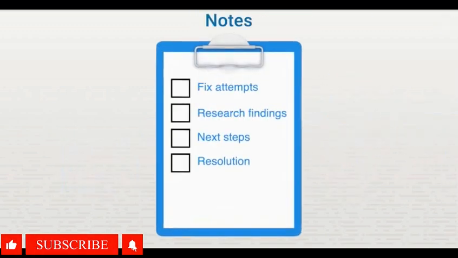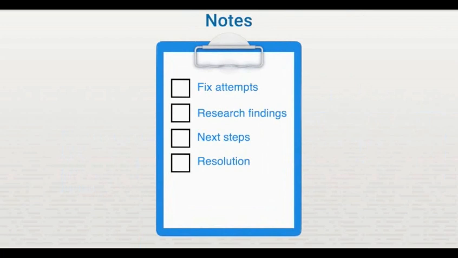Each ticket should also include a place to record progress notes. Your note should be clearly written and include a description of any fixes that you've attempted up to that point. You should include any information that you've gathered during your initial conversation with the user, during your research, or during any follow-up conversations you had.